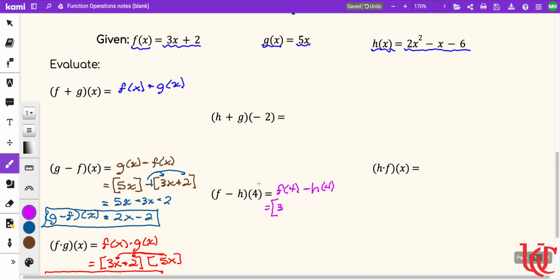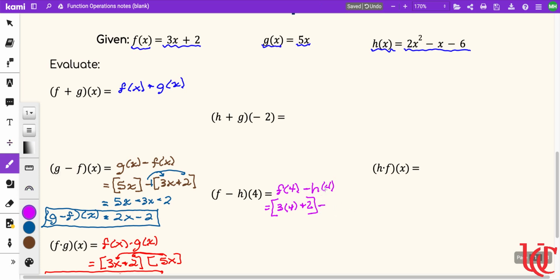Instead of an x, I'm going to be replacing it with that 4. So I have a 3. I'm going to do my parentheses 4 because I'm replacing it, and then plus 2. This is the end of my f of 4, so I'm going to put my brackets. I have a minus sign from my equation, so I'm going to put my minus sign.